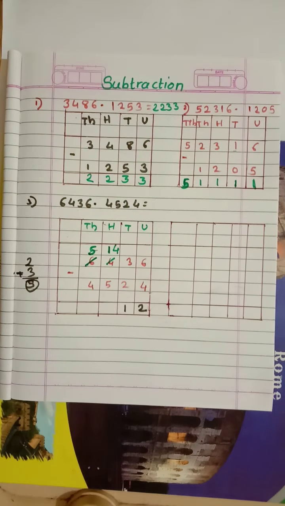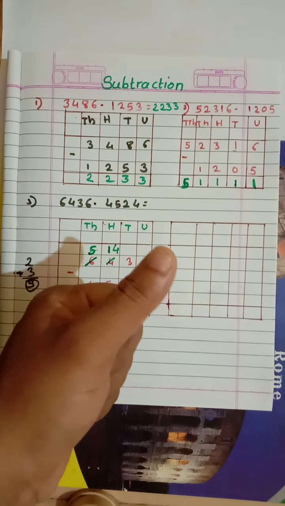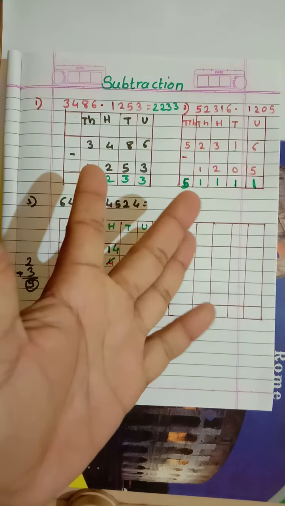Now here we have to use the counting forward method. After 5, till 14 comes. After 5, which number comes? 6, 7, 8, 9, 10.